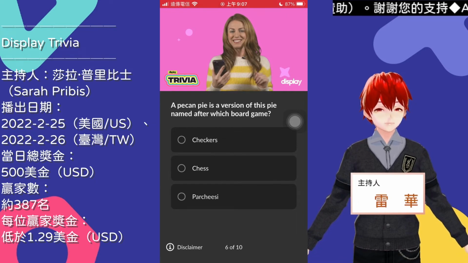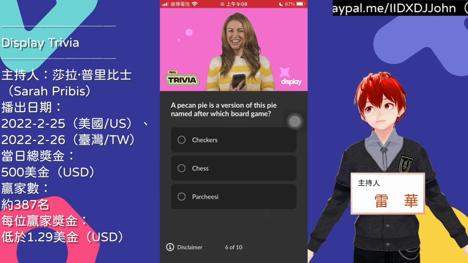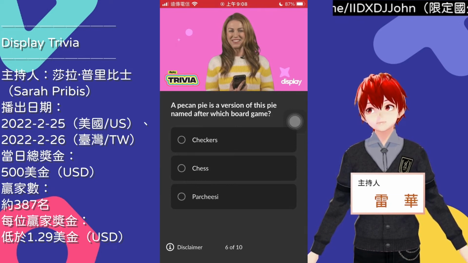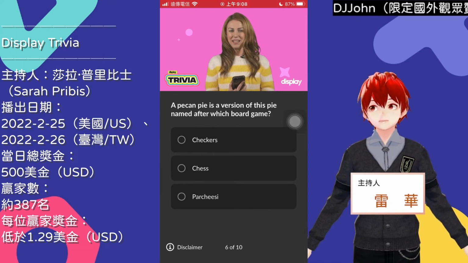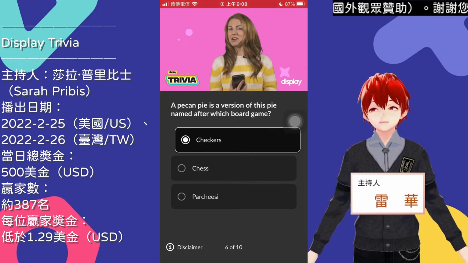Question 6. A pecan pie is a version of this pie named after which board game? Checkers, chess, Parcheesi.